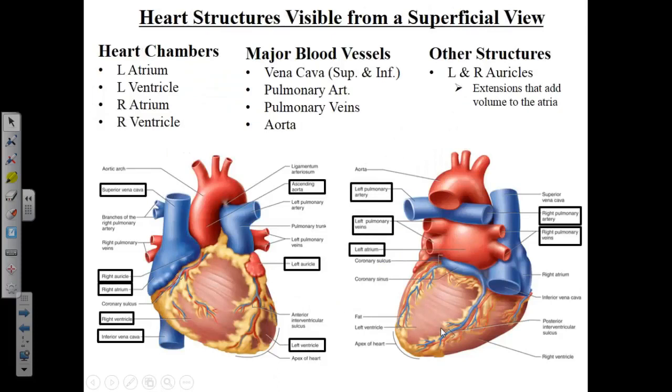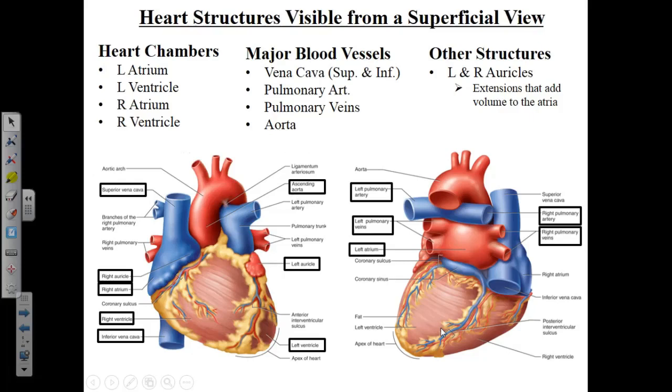All right, so some of the major structures here. For the heart chambers, we've got 4. Remember, we always refer to left and right from the subject or patient's perspective. So we have the left atrium, left ventricle, right atrium, right ventricle.